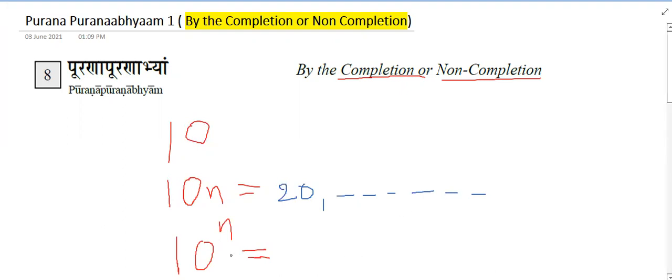Next, powers of 10. 10 power 1 is 10. 10 power 2 is 100, nothing but 10 into 10, 10 square. 10 power 3 is 1000. 10 power 4 is 10,000. Always our concentration is on making these numbers: round numbers, perfect numbers, numbers ending with 0. As many zeros are there, the question will be that much easier, right?